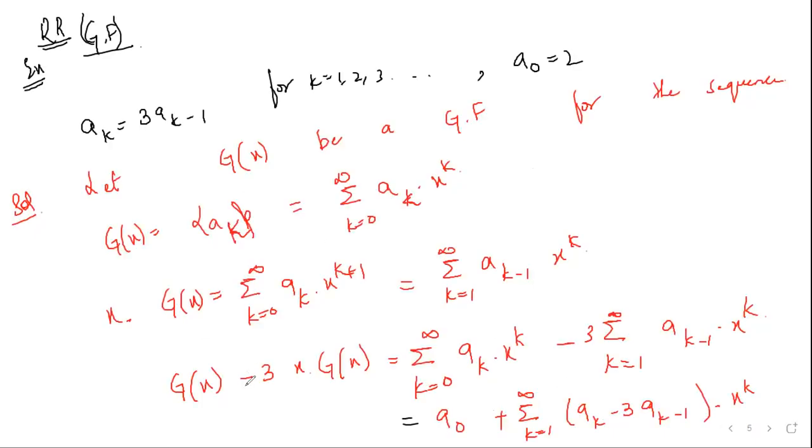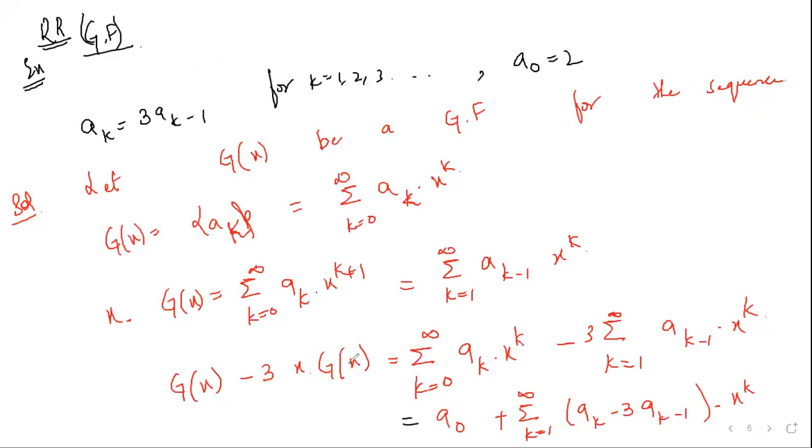From where did we start? We took g of x minus 3x g of x. G of x minus 3x g of x is equal to a naught plus this entire summation. But we know this is equal to 0, since ak minus 3ak minus 1 is equal to 0. So 0 when multiplied with anything will be 0. So a naught value is 2.